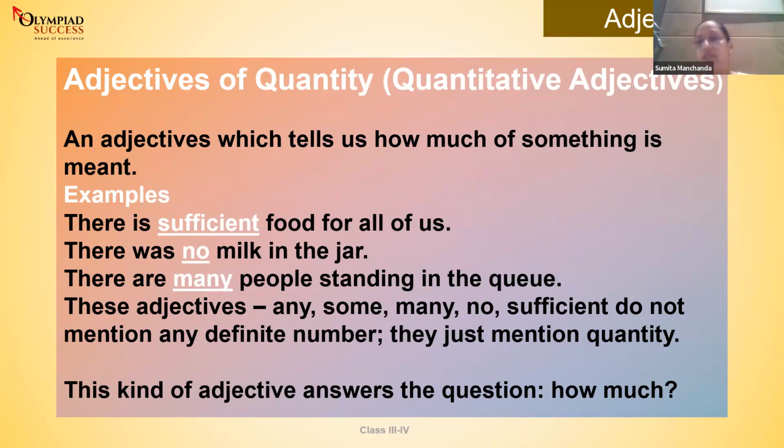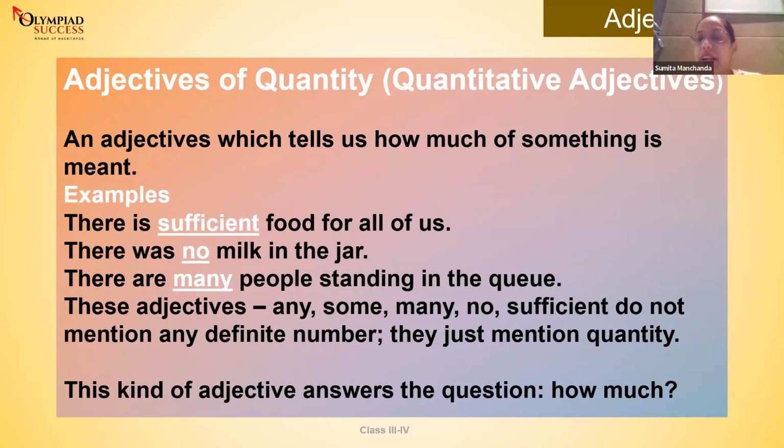Now, there was no milk in the jar. Children, we can count the jar, but we can't count milk itself. Milk is in liquid form. We count the glasses of milk. Maybe there are 2 glasses of milk kept there, but we can't count milk itself. So milk is again uncountable. I may say there was a little milk in the jar, or there was no milk in the jar. These types of words are always helpful in understanding that these are the uncountable ones. When we talk about uncountable, we can't come up with any number, because if I don't know milk, I can't count it.